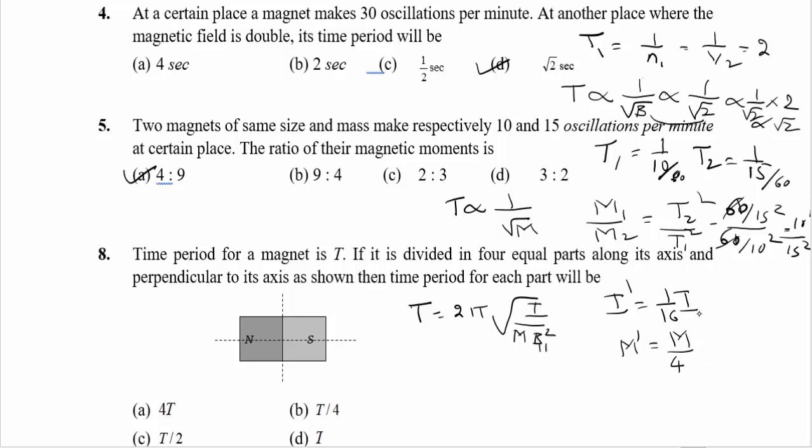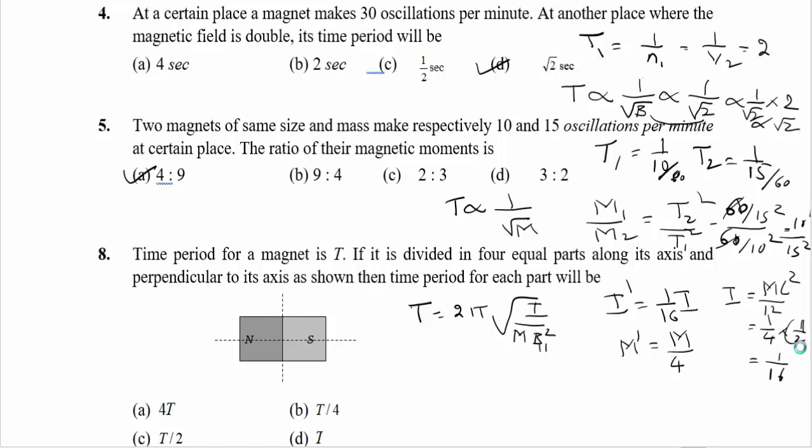Moment of inertia becomes 1/16. Magnetic moment becomes 1/4. How? Because moment of inertia is written as ML square by 12. M is 1/4, L is 1/4. So totally it will be 1/16 times. Mass is 1/4, length is half, half square. So totally it will be 1/16. So moment of inertia becomes 1/16.